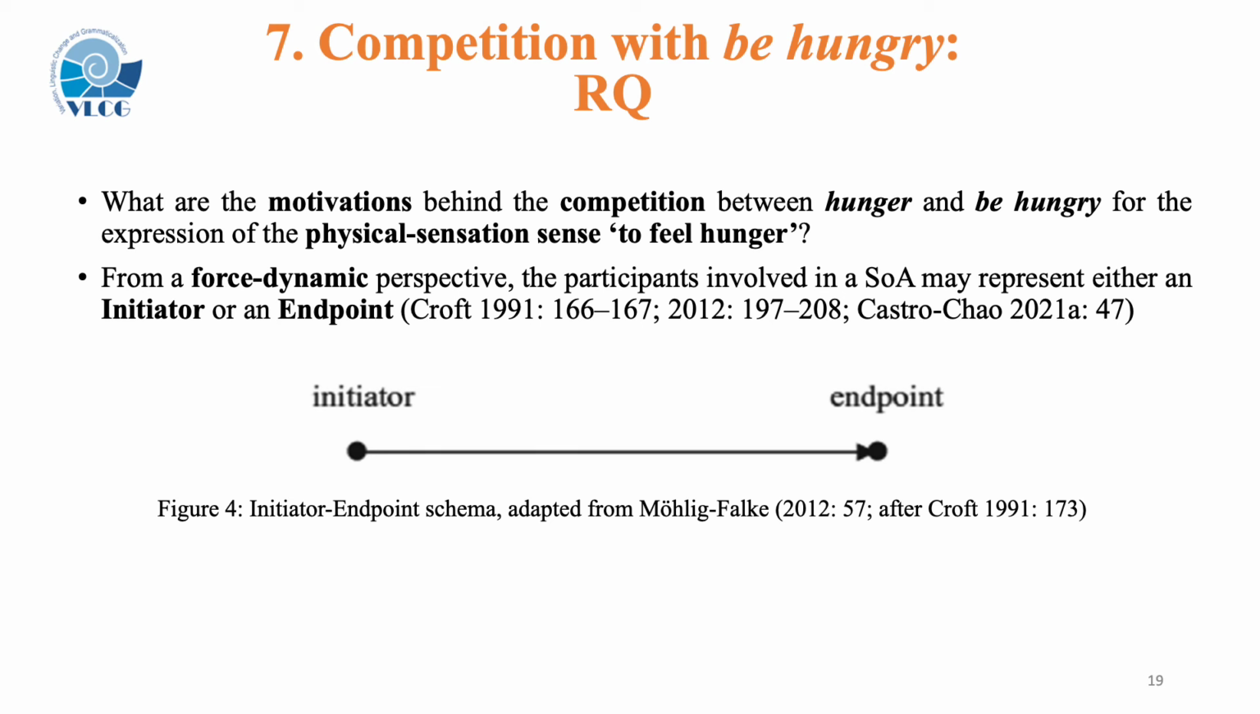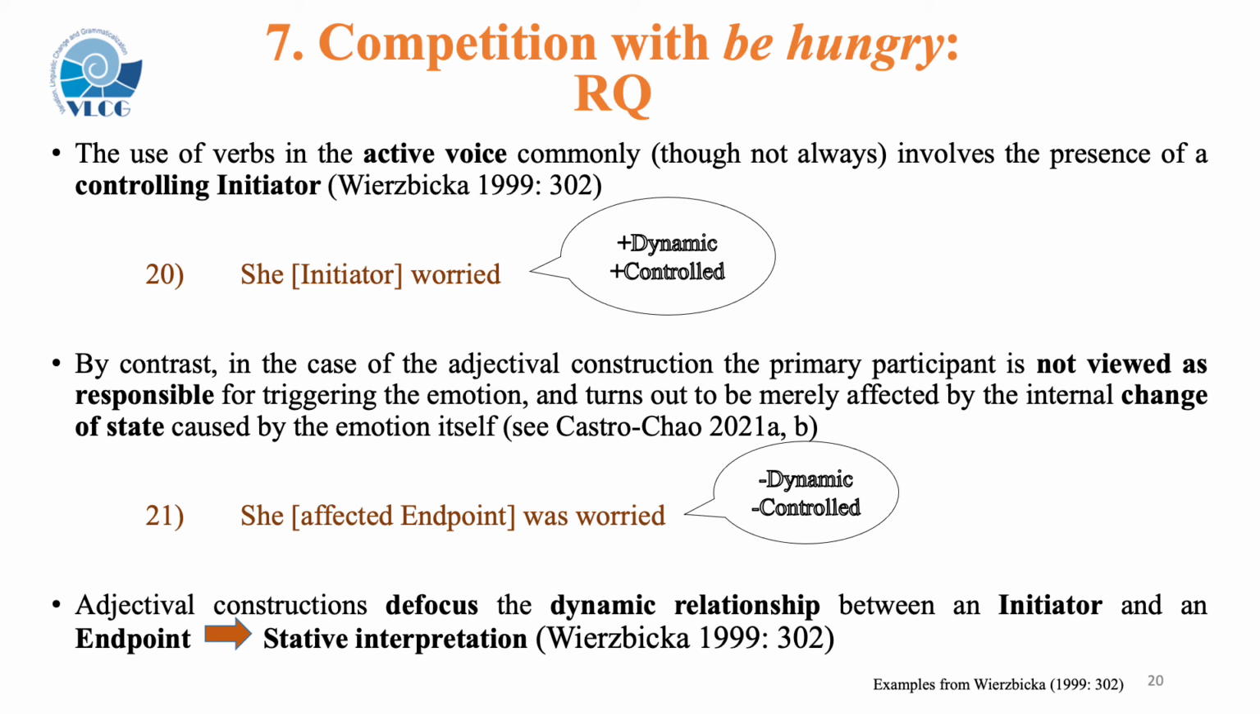From this standpoint, the participants involved in a state of affairs may be said to represent either one of 2 points of a chain, which are the initiator on the one hand and the endpoint on the other, as shown in Figure 4. In terms of this schema, I'm going to contrast adjectival constructions with the active use of verbs. The use of verbs in the active voice commonly, though not always, involves the presence of a controlling initiator.